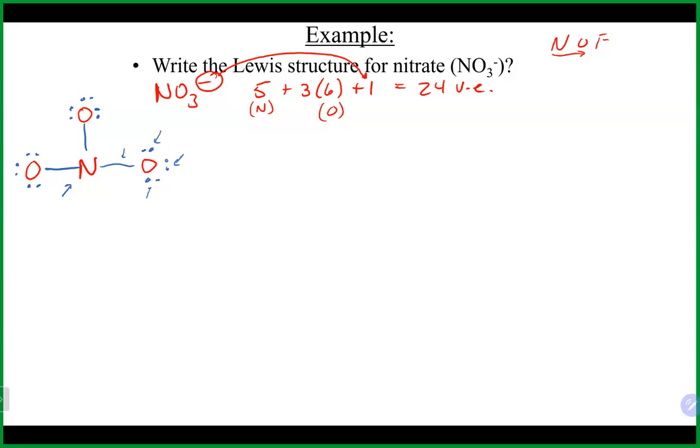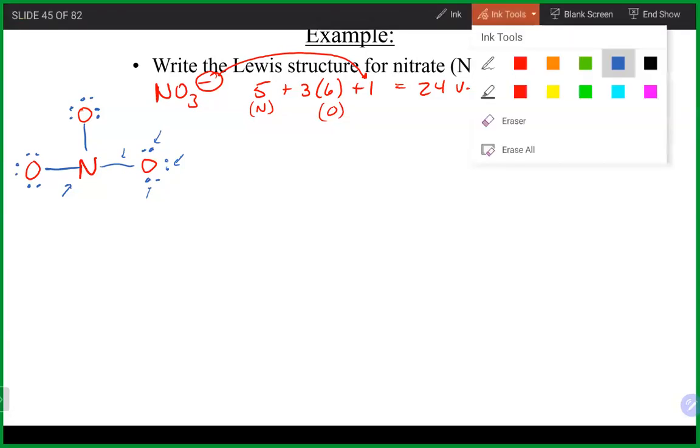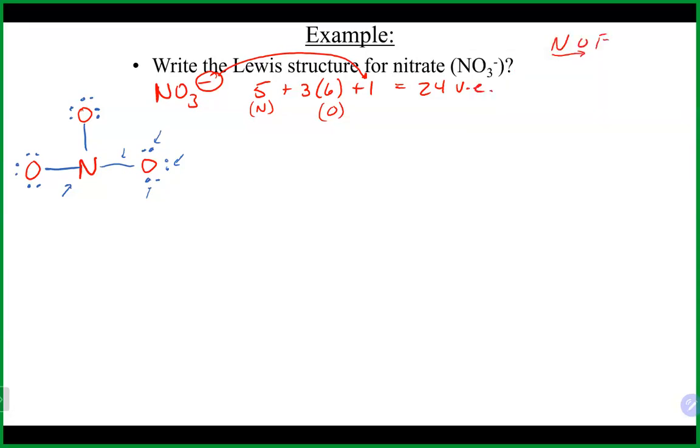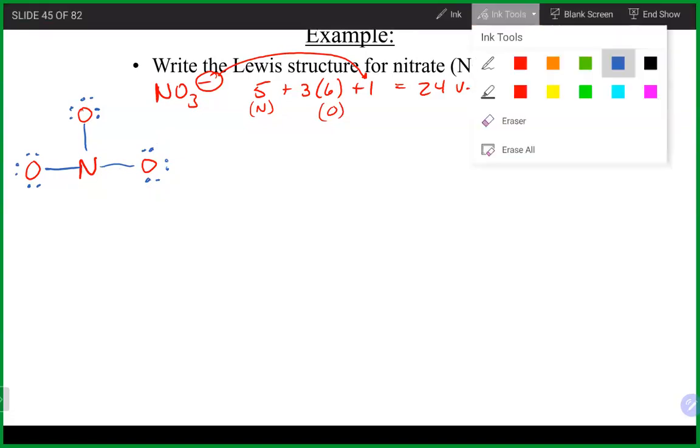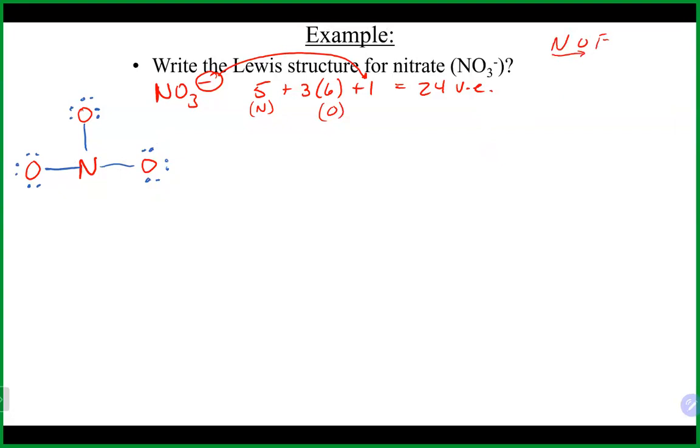Other questions? All right, so we do need to fix it. This is the point where we want to fix it. And if I wanted to fix it, I need to make sure everybody has 8. So we'll do a little fixing. Can I just lay in a couple of dots there? I cannot, because now I've got how many electrons? 26, which is too many. So you can't just add some electrons.